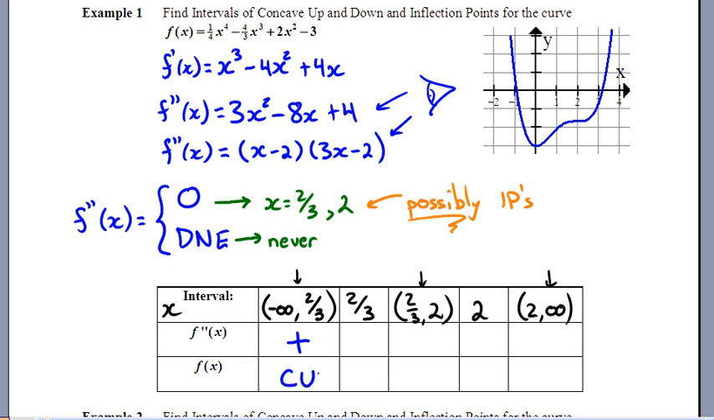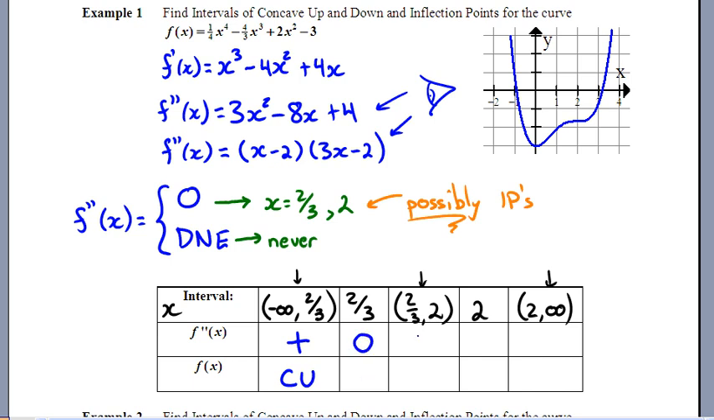Now make sure you say that the right way. You don't want to say that the second derivative is concave up, right? You don't want to talk about the function being positive. I want to talk about the second derivative being positive, which means the original picture, the original function, is concave up. Then at 2/3, I know that the second derivative is 0, and I'm wondering if that's an inflection point.